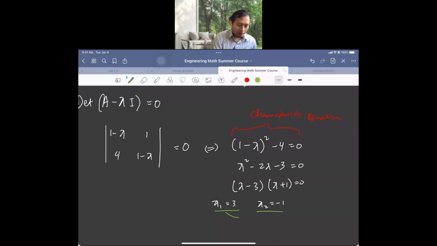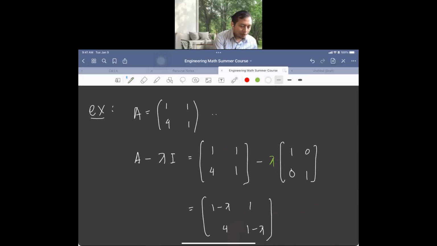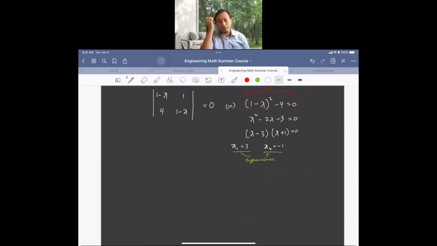And we have 2 eigenvalues. And how to solve now, finding the eigenvectors. Okay. Well, let me give you a question here. Find eigenvalues and eigenvectors. Okay. Now how to find the eigenvectors?